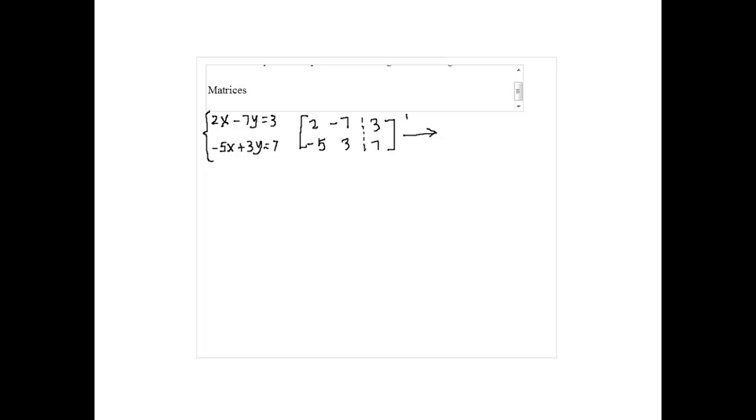First, we multiply the top row by 1/2 so that we can get 1 on the top number. So we get 1 and -7/2 and 3/2 on the top row. The bottom row does not change.